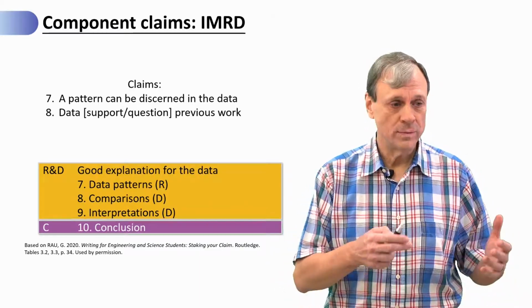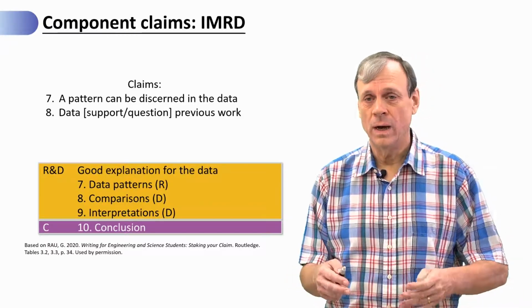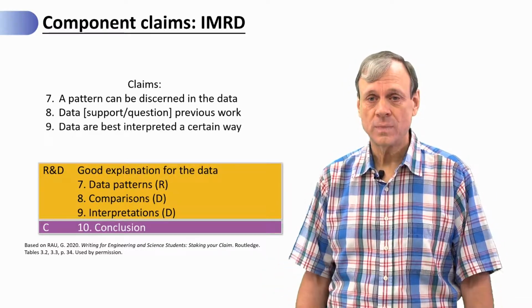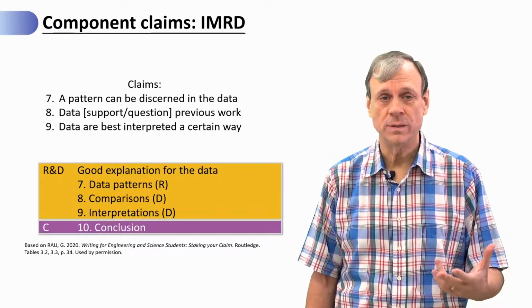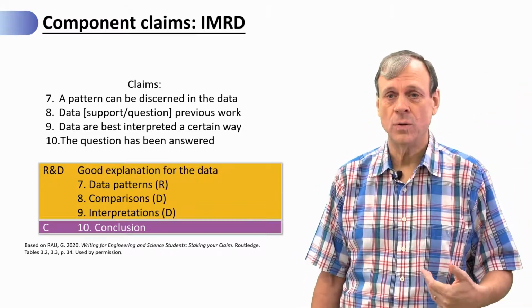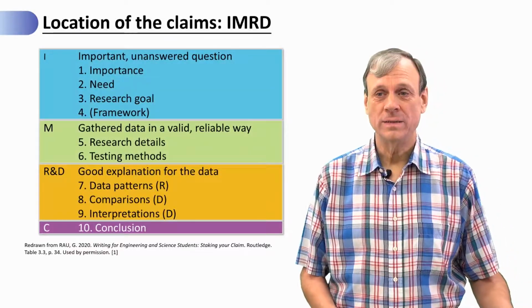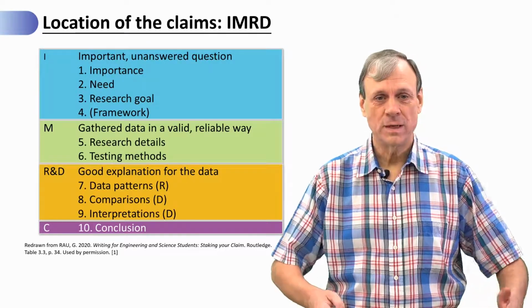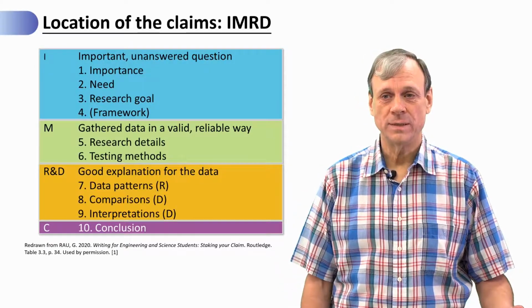Comparisons compare your current data either with previous work, saying how it supports or questions previous work, or within the paper. And then the interpretation claims that the data are best interpreted in a certain way. And the conclusion goes back to your research goal and says that that question that you proposed has been answered. This is summarized in this single page that shows the location of the claims and the subclaims, the component claims that are usually associated with them in science, in IMRD.